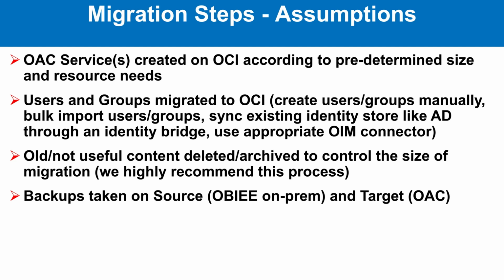Ideally, we always recommend deleting or archiving the old and not useful content within the catalog, the RPD, and so on, to control the size of the migration, especially if we're also migrating the data. Backups should be taken on the source, the OBIEE on-prem, and on the target with OAC.